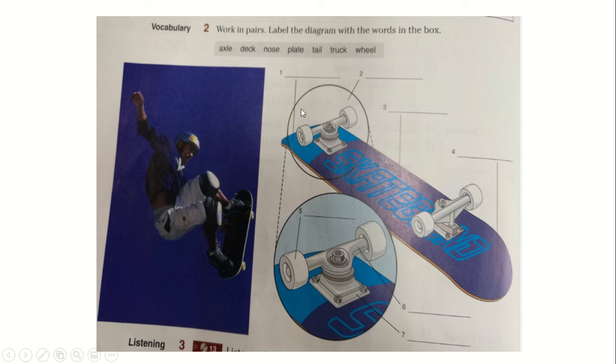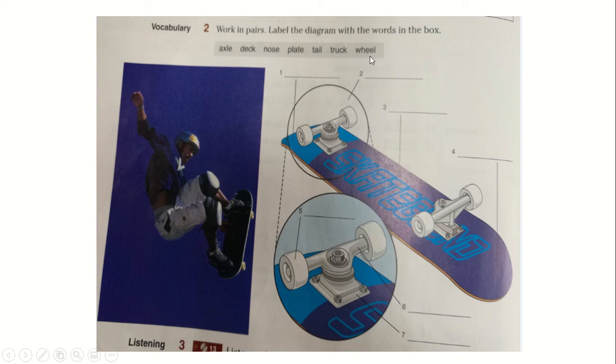What we need to do is to label the diagram here. Okay, this is the skateboard, and these are the parts of the skateboard. And we need to fill in or complete the diagram with these words. Axle, we have seen the word axle. Deck, also. Nose in people means أنف, but here we mean the front part of anything, الجزء الأمامي. Plate, لوحة. Tail, the end or last part of something.